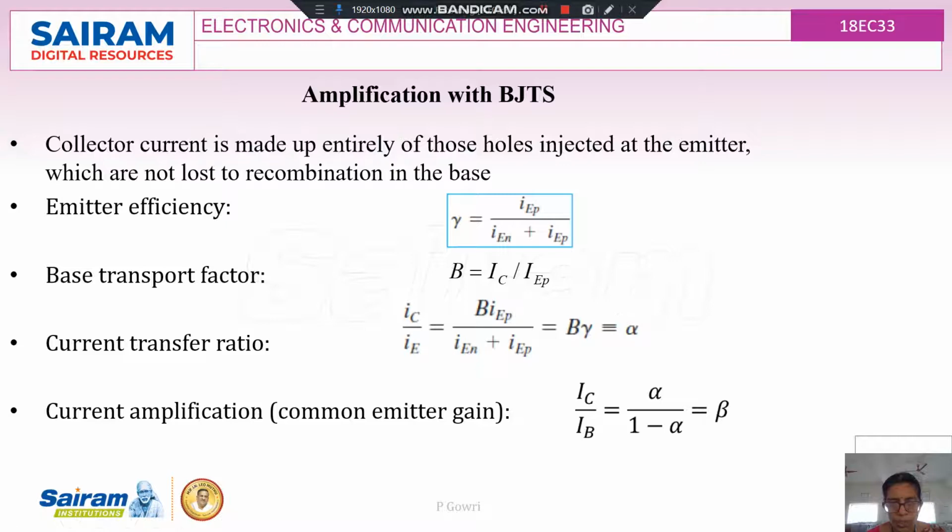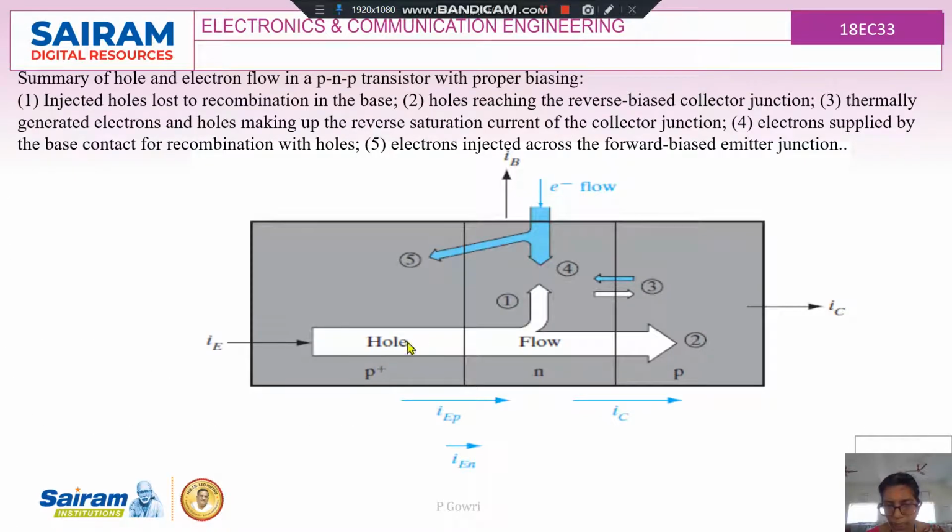The next one is called the base transport factor. The base transport factor is nothing but: I have some current called IEP. In that, how much current is contributed to my IC. IC is nothing but the output current. So IC by IEP is my base transport factor. It gives me the proportion of the holes which is transported from the base to the collector. So this gives me the base transport factor.